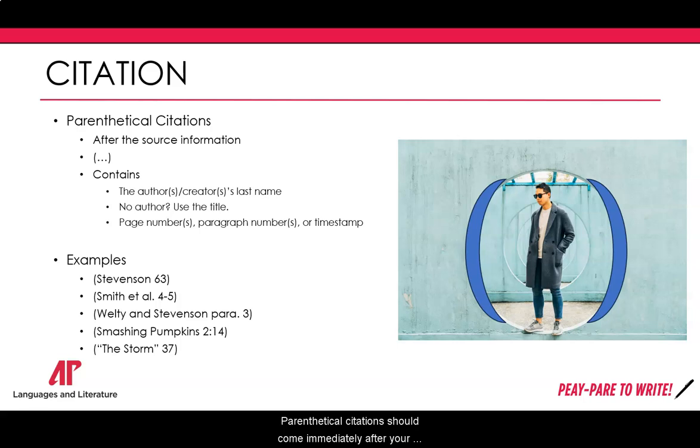Parenthetical citations should come immediately after your quotation, summary, or paraphrase and will usually contain the author or author's last name and the page number where the information can be found. If there is no author, use the title of the text. If there is no page number, you can use the paragraph number to help your reader. If your source is a video or audio text, you can provide the reader with a timestamp for when the information appears. Here are some examples of what a parenthetical citation could look like.